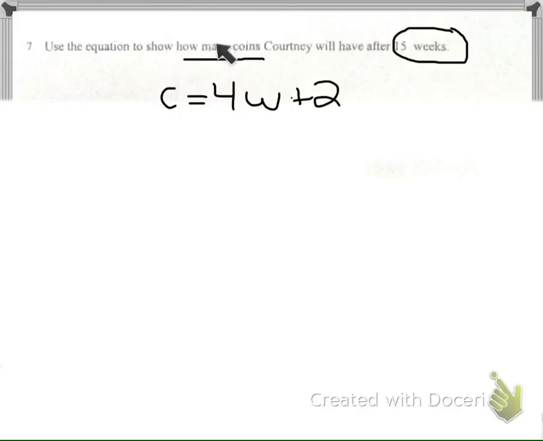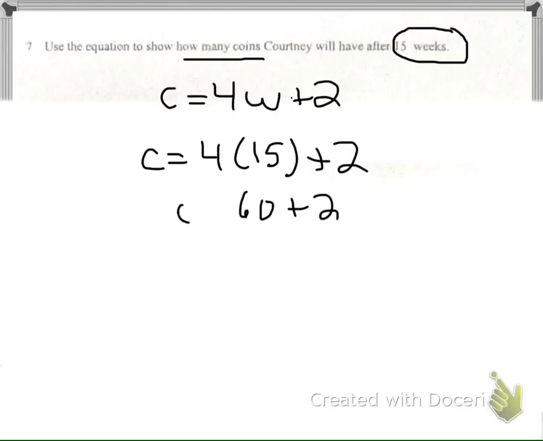Okay, number 7, use the equation to show how many coins. It's asking for coins and giving you 15 weeks. So here's my equation. If it's asking for coins, coins is C, and it gave me weeks, which is W, so I'm going to substitute in the 15 for the weeks. So take out W, put in 15. So now I solve. 4 times 15 is 60. 60 plus 2 is 62 coins. So after 15 weeks, she would have 62 coins.